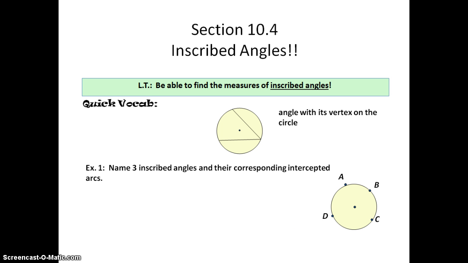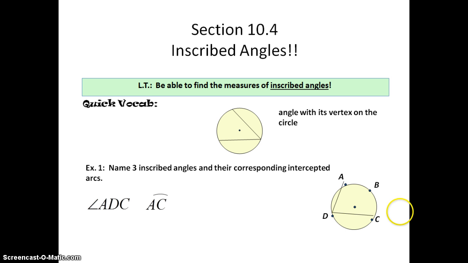Name 3 inscribed angles and their corresponding intercepted arcs. So using the points right here on our circle, we're going to create 3 inscribed angles. The first one I'm going to point out is angle ADC. So this angle right here, ADC. D is the vertex and it is on the circle. And the intercepted arc of this would be AC.